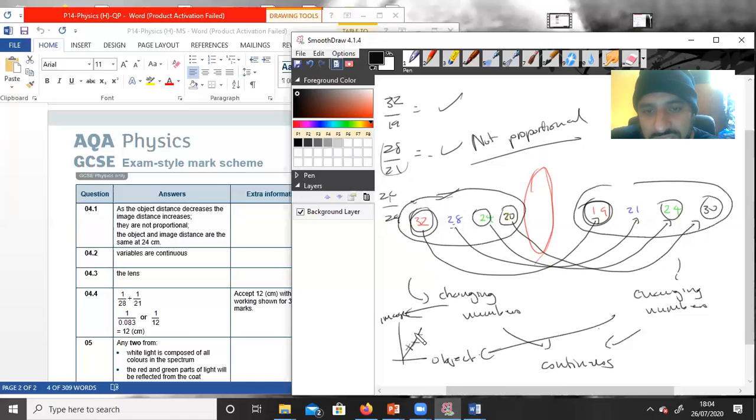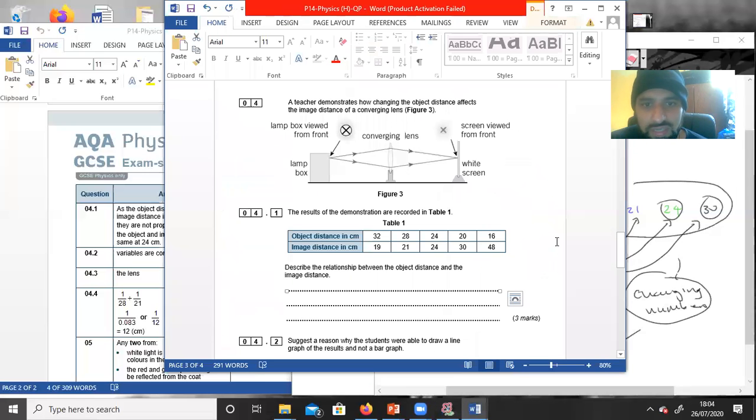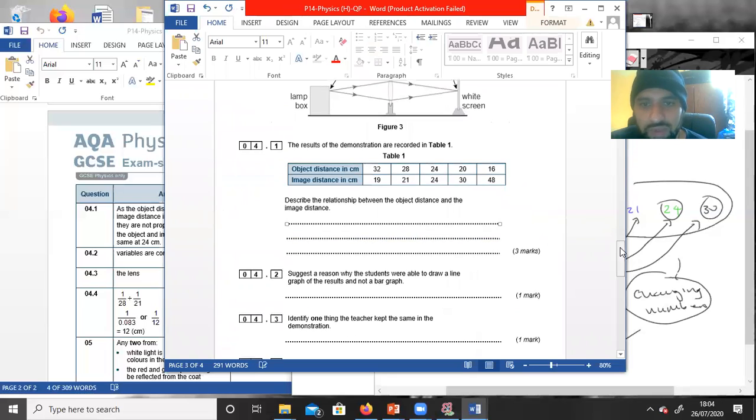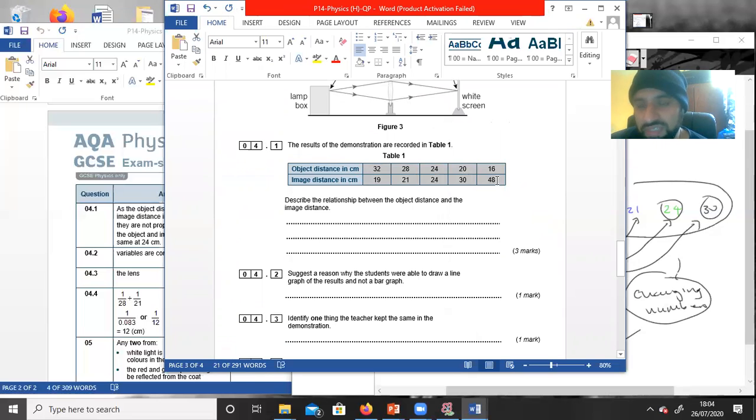If you do GCSE maths with me, if you've done graphs, you'd remember, and even if you do it in school, you'd know if you have values that are changing numbers on both axes, image is a changing number, object is a changing number, you can have a line graph. And this will probably lead us to our next question. The next question says, suggest a reason why the students were able to draw a line graph of the results and not a bar graph. Because both types of data on the graph involve changing numbers. Or in other words, both types of data are continuous.